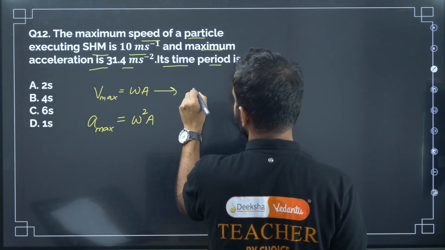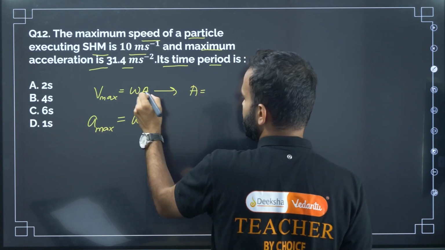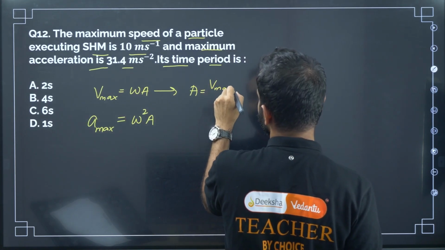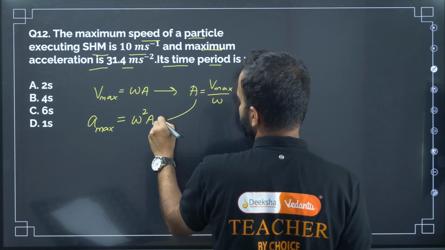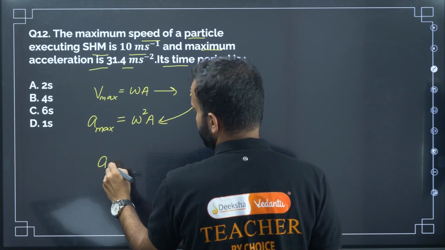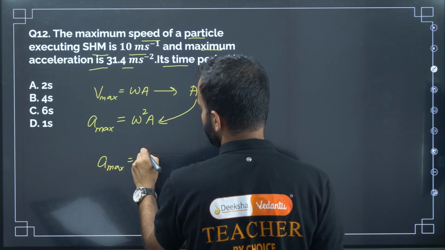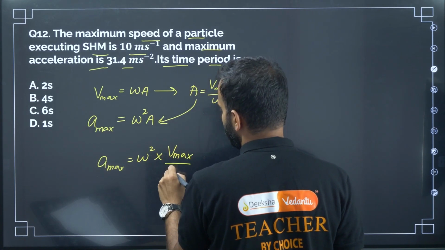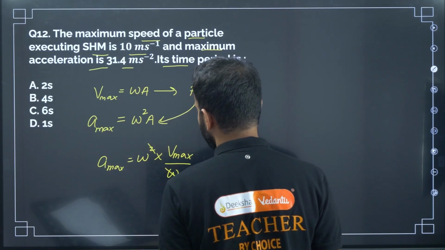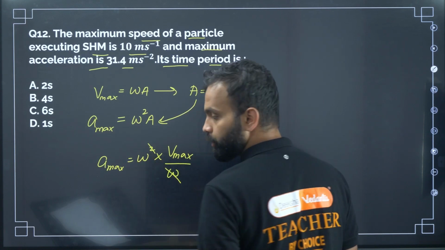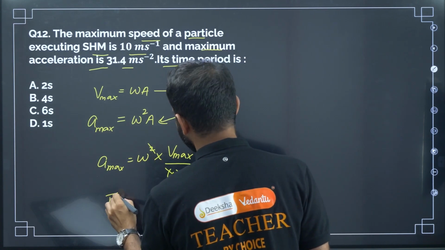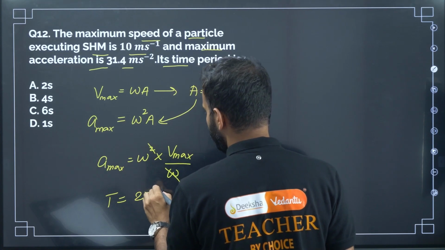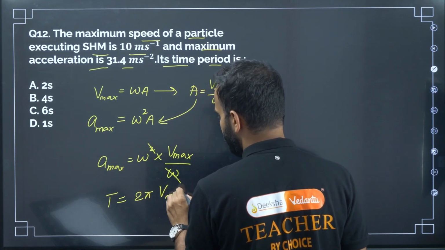From this equation I can write A, where A is amplitude and omega is angular frequency, as V max divided by omega. So now substitute here. So A max is equal to omega square into V max by omega. So omega will get cancelled, right? So now omega is 2 pi by T, right? So T is equal to 2 pi into V max divided by A max.